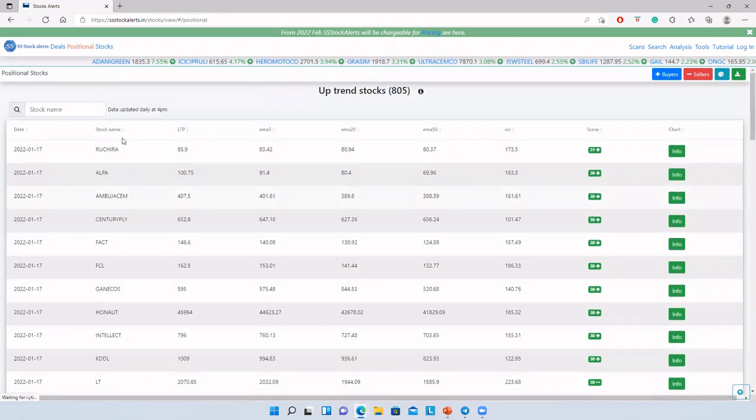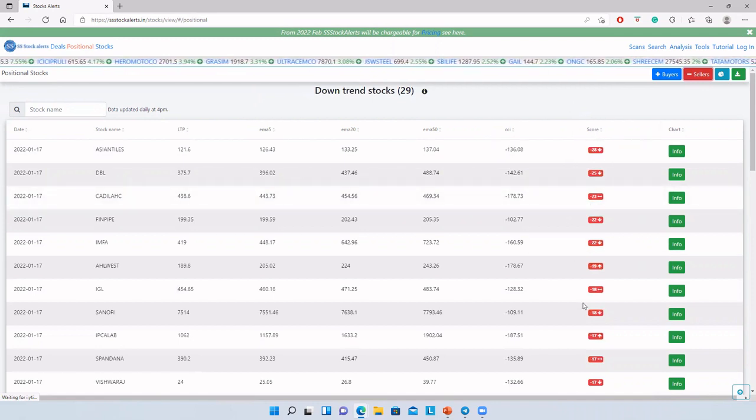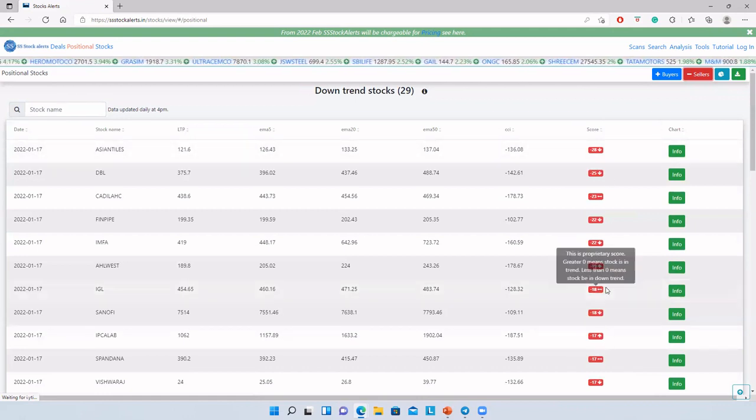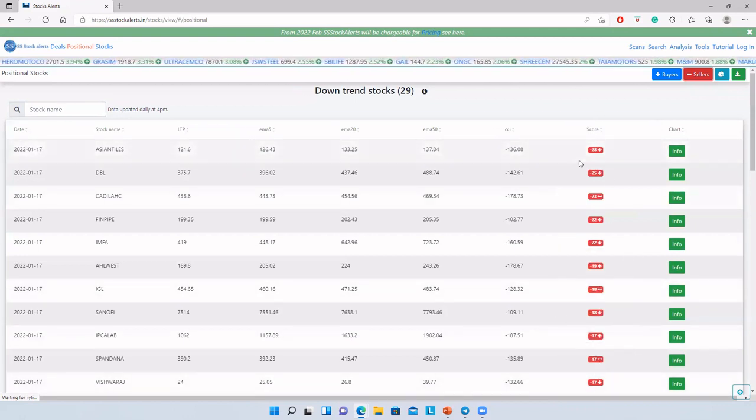So you can see all the positive scores here. And if you want to see the selling momentum stocks, just click on seller, and you will get those stocks. You see these are the minus values. These minus values indicate a lack of momentum, and if the score is less than minus 20, don't go for buy opportunities and look for the sell opportunity wherever it is possible.